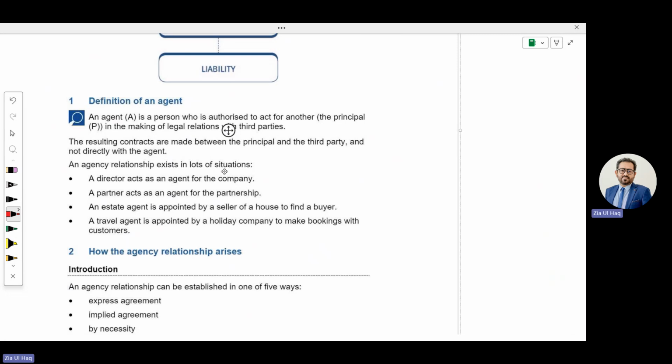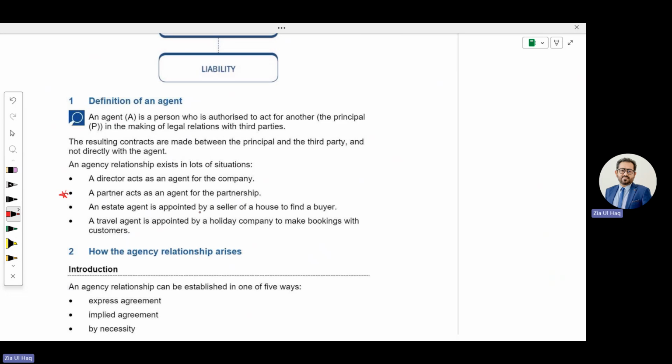An agency relationship exists in lots of situations. A director acts as an agent for the company. A partner acts as an agent for the partnership. How? We will study in the next chapter. The next chapter is on partnership. All the partners are agents of the partnership business, as well as agents of the other partners.